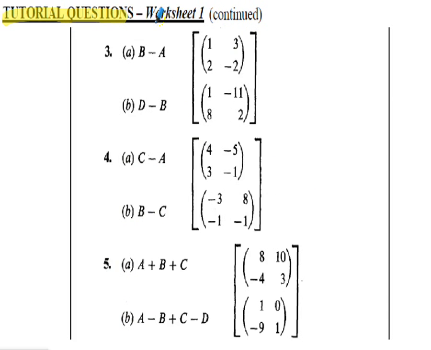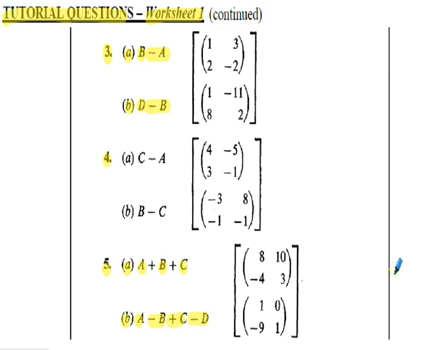Tutorial questions, worksheet 1 continued. Problem 3, part A, we've got matrix B minus matrix A. And in part B, we've got matrix D minus matrix B. And in question 4, we've got more subtraction problems. In question 5, we've got 3 matrices in part A to add, A, B and C. And in part B, we've got matrix A minus matrix B plus matrix C minus matrix D.